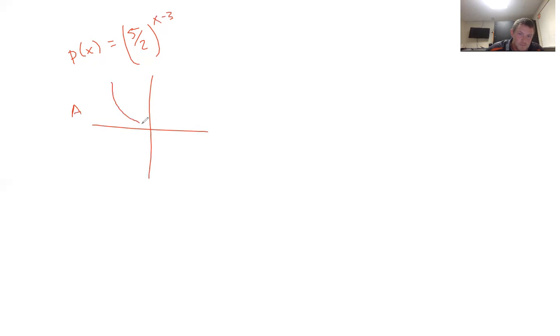So this one says P of x equals 5/2, which is greater than 1, to the x minus 3. Okay, so here's the graph, looks like this. It's clear down there. There's the point (0, 1), so it doesn't hit there. But it does hit at (-3, 1). B.